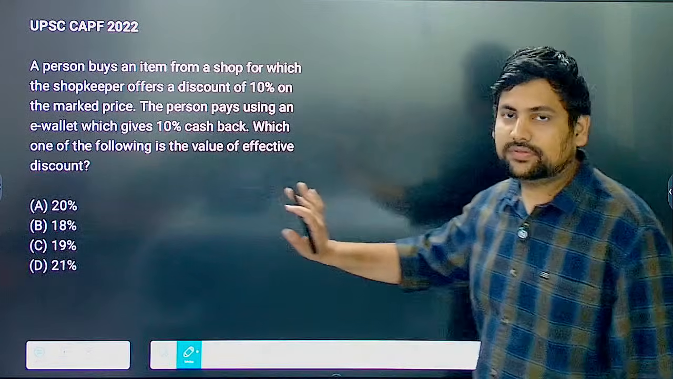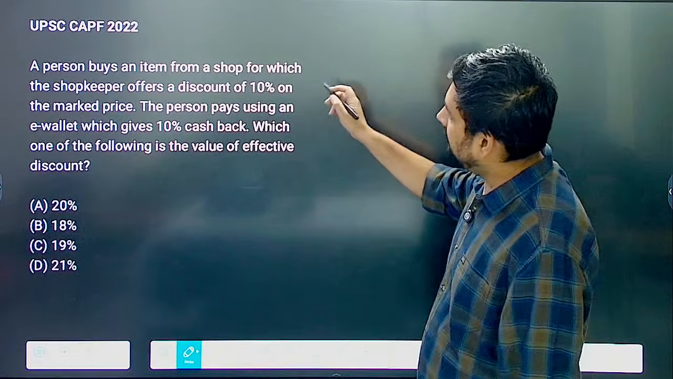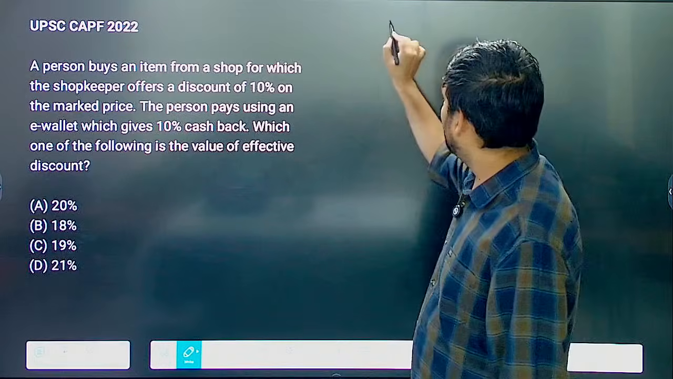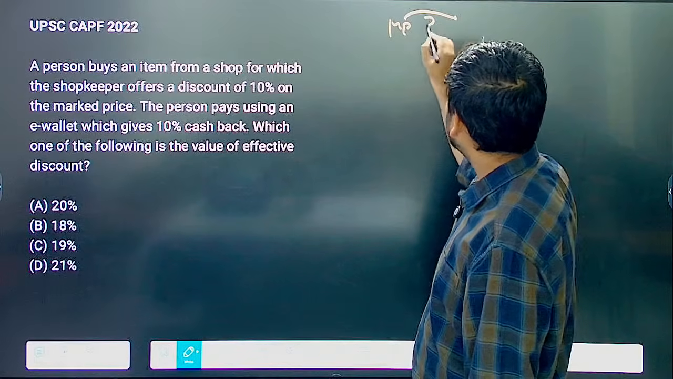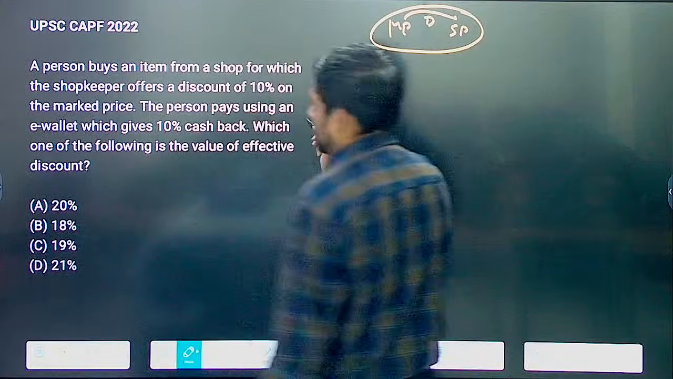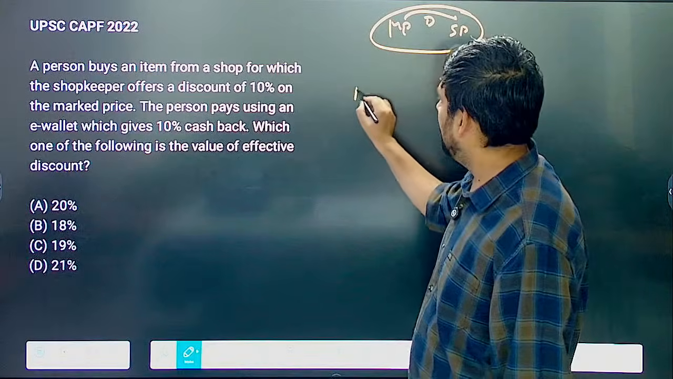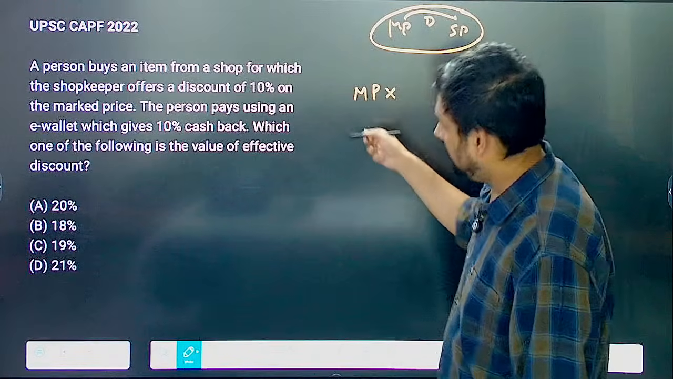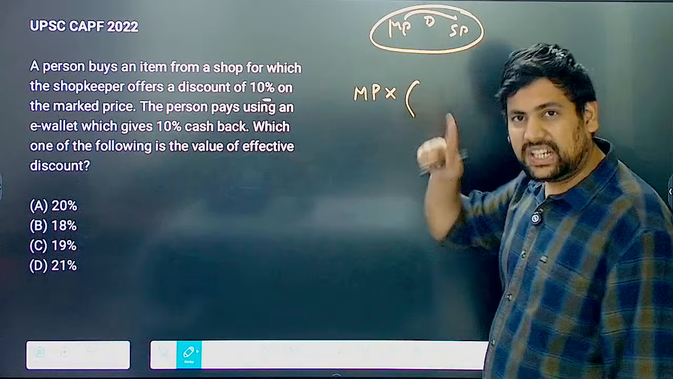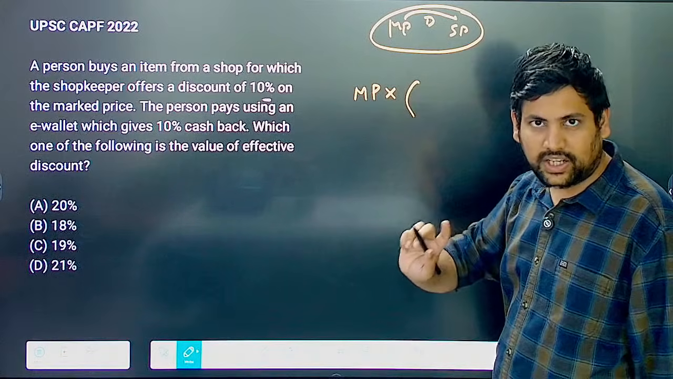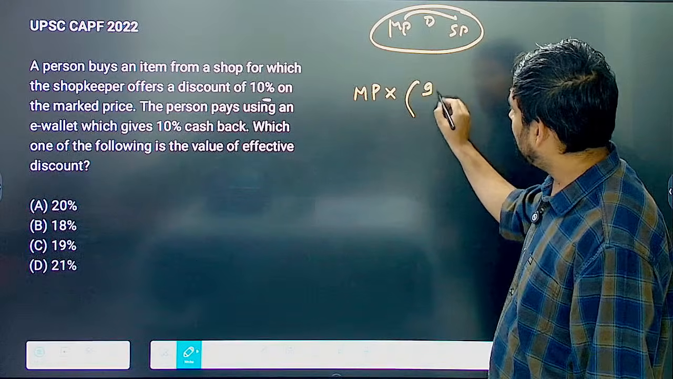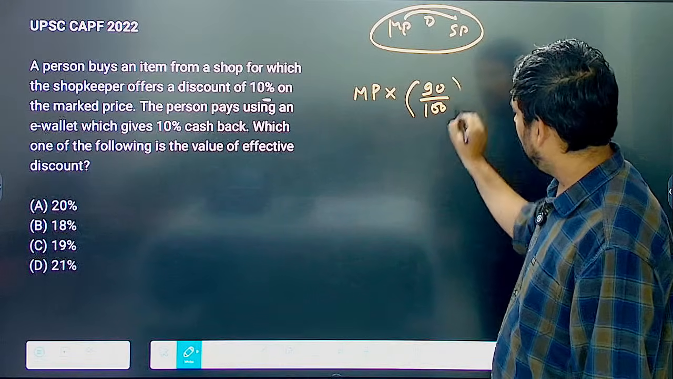Okay, so now see, a person buys an item from a shop for which the shopkeeper offers a 10% discount. So you understand where you're going? You're going from marked price, discount, to selling price. Correct? This is the flow. Now whatever is the marked price, I don't know. Marked price into what is the discount being offered? 10% discount. That means 100 minus 10 by 100. Correct? That will be the selling price. So this becomes 100 minus 10, that is 90 by 100.